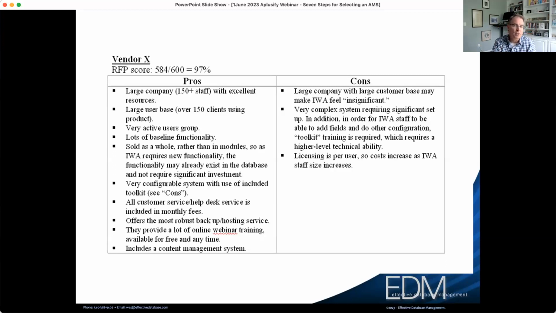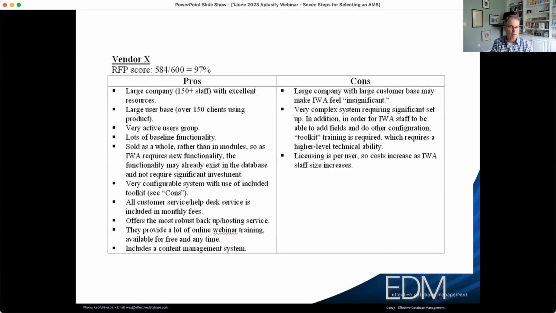And so if you look at the very first pro here, for this association, the vendor is a large company with excellent resources. That was a pro to them. But an equal con there, and might be a bigger con to others, is a large company with a large customer base may make the association feel insignificant, a small fish in a big pond. But what I want to emphasize is that is going to be different for every association. And so your culture will determine largely what the pros and cons are for any of these proposals. Which is to say, if I got these proposals, I didn't know anything about your association, I wouldn't really be able to highlight the pros and cons because I don't know enough about your association to say, you guys care about this or don't care about that.